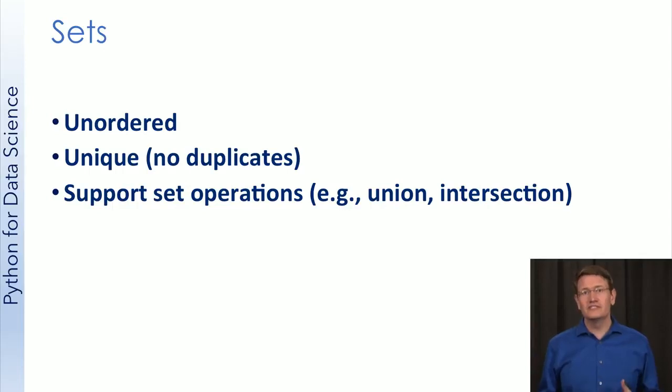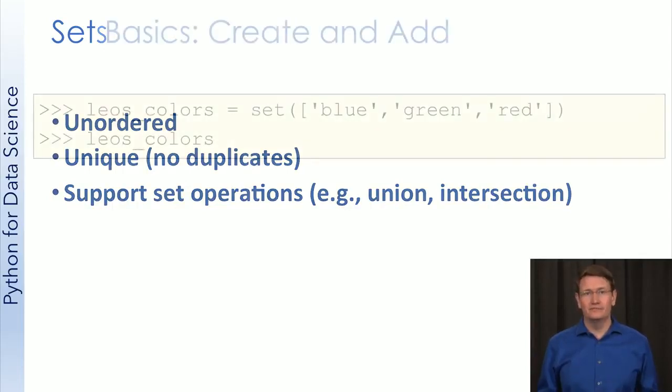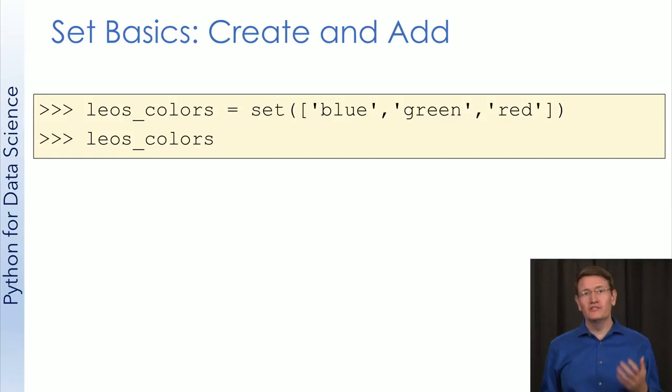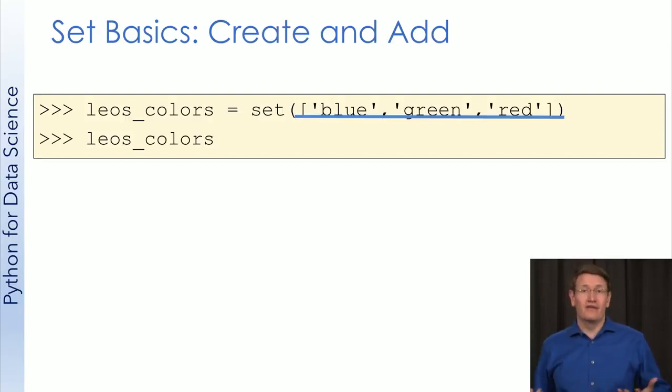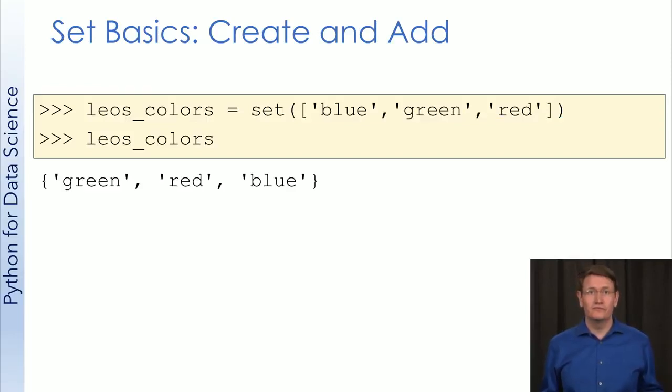Let's do some examples to see why sets can be handy. We can create sets by using the keyword set, and then pass as an argument to set a list of the values that we want to have in the set. Here we're passing a list of my favorite colors. This will produce the set of colors. Notice that the set we got back is in a different order than the list that we provided. Again, sets are unordered, so this is completely okay.